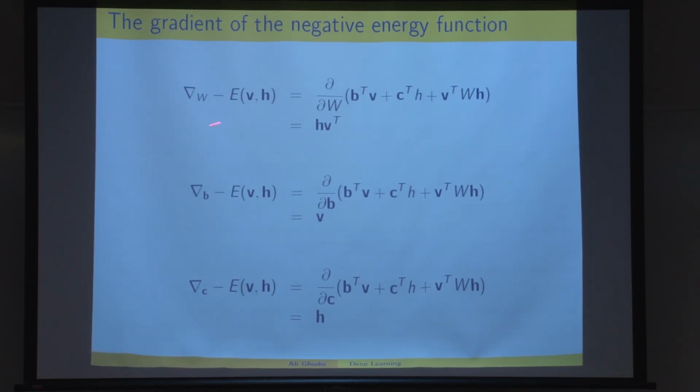If I take the derivative of this energy function with respect to the three parameters that I had, it's easy to take the derivative. That's my energy function. With respect to W, it's going to be HV transpose. With respect to B, it's going to be V. And with respect to C, it's going to be H.